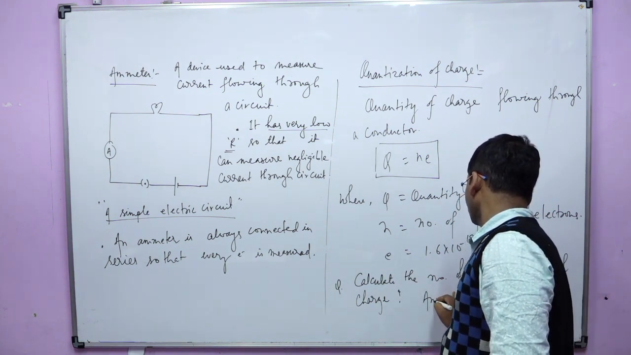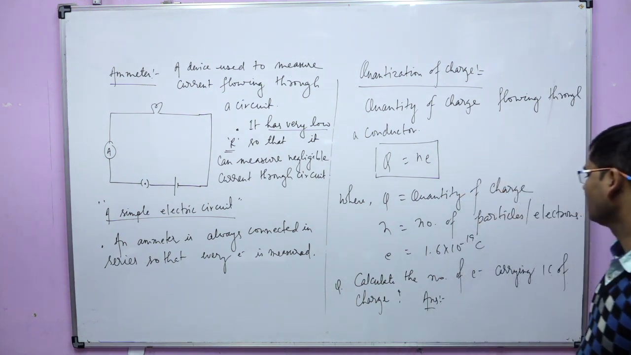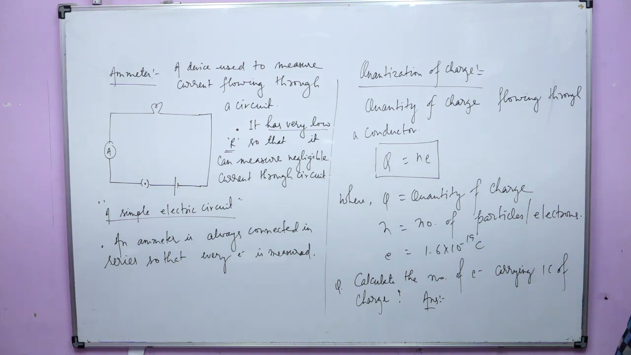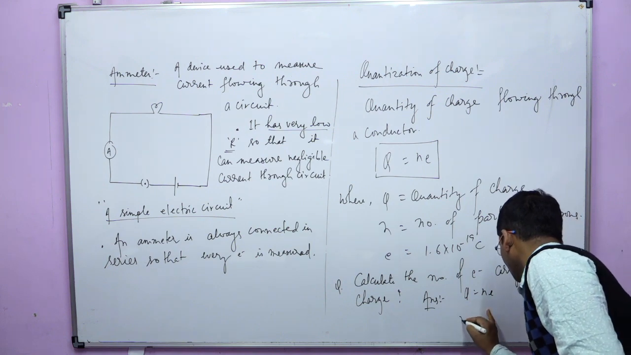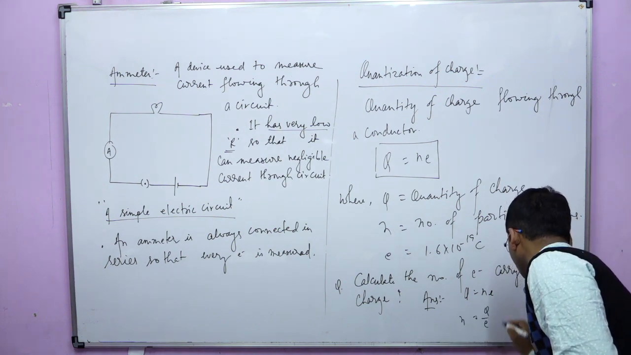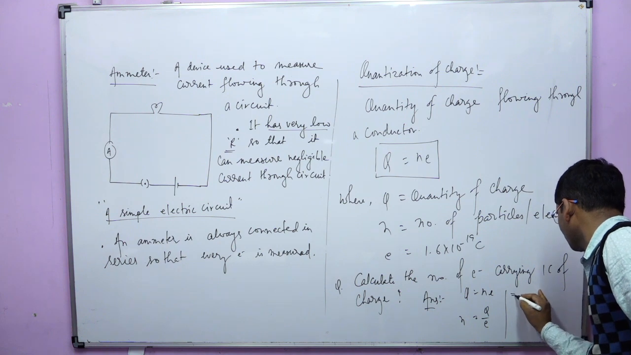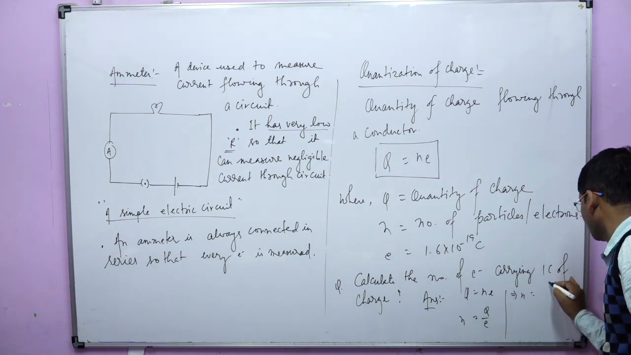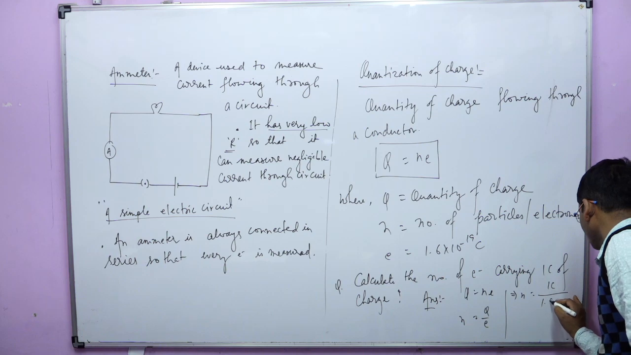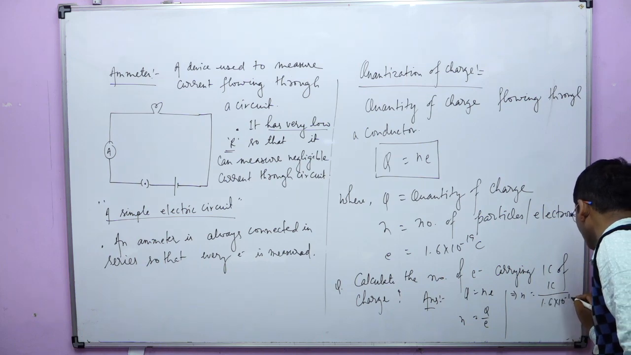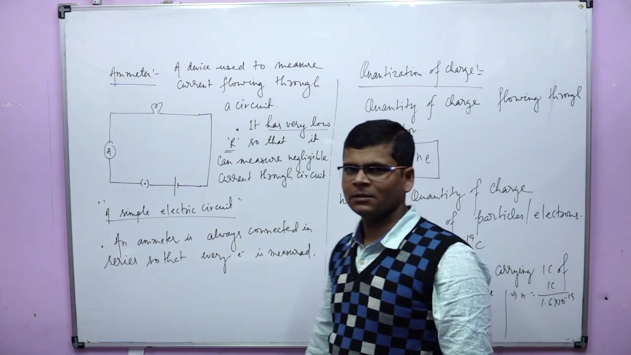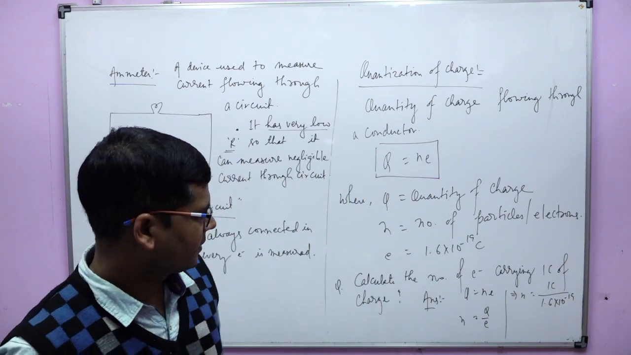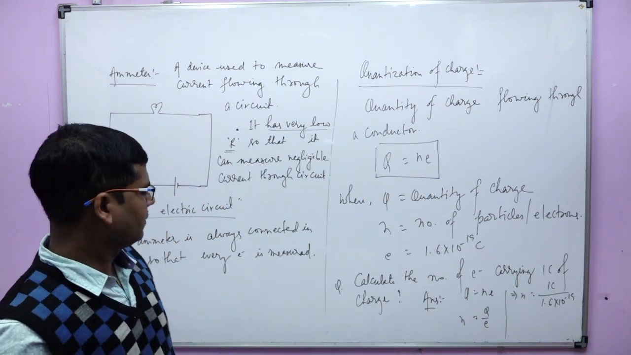Okay, for your information, when you calculate, you will calculate Q is equal to NE and N is equal to Q by E. So in the formula, if you put, you will get N is equal to Q, that is 1 coulomb, divided by 1.6 into 10 to the power minus 19 coulomb. When you divide, whatever answer you get, you may check yourself afterwards.